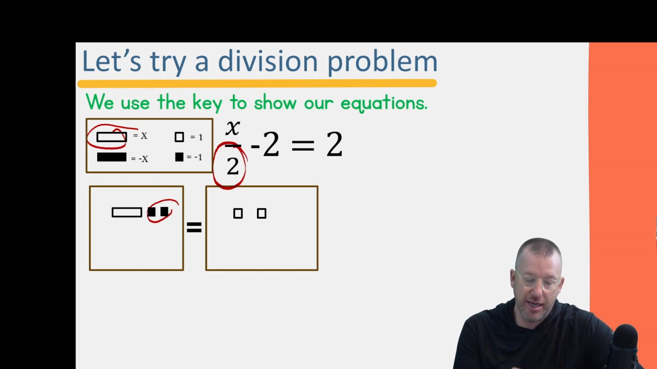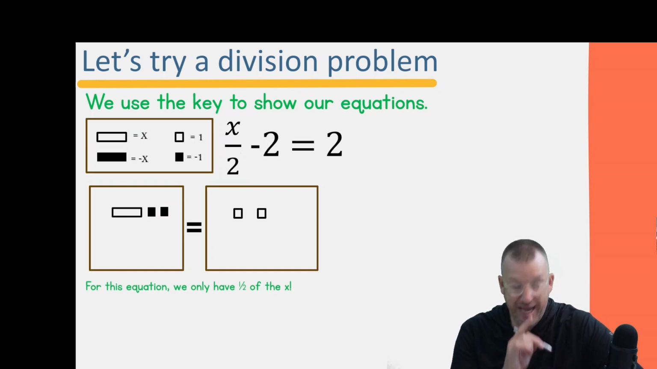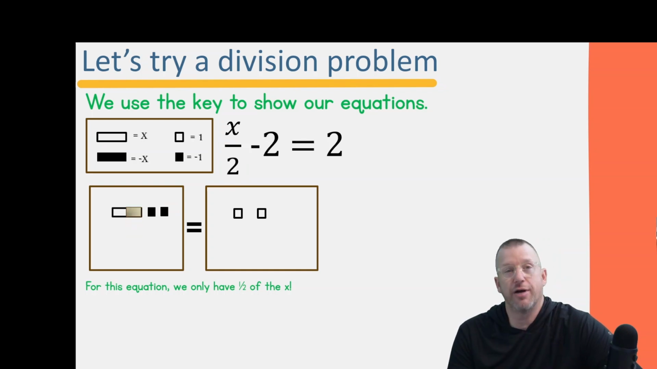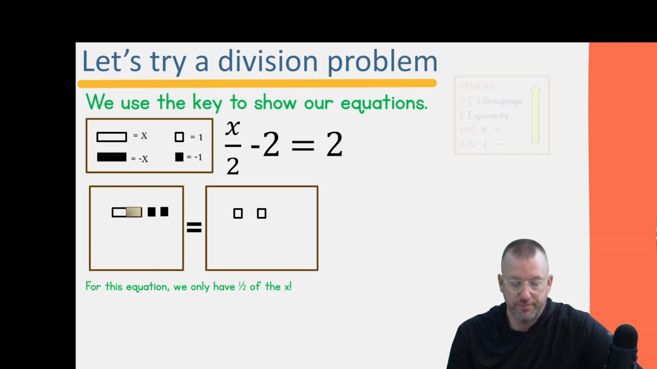What we haven't done yet is shown the minus 2. And so for this equation, we only have half of an x. So x divided by 2 is half of an x. So we're just going to turn this into a half of an x. Now we have half of an x, minus 2 equals 2. All right, so what do we do?